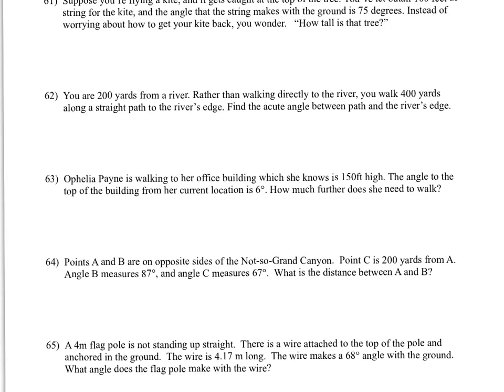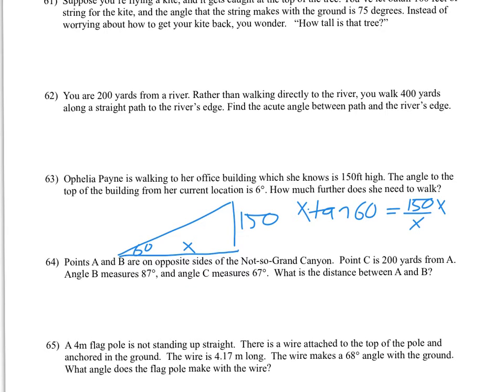For number 63, we've got a 150-foot high office building and a 6-degree angle of elevation. How much further does she need to walk? So that's this guy. So we're doing tangent of 60 is equal to 150 over x. Multiply both sides by x and divide by tangent of 60, and I get, so it's just tangent of 6, not of 60. X equals 150 divided by tangent of 6.